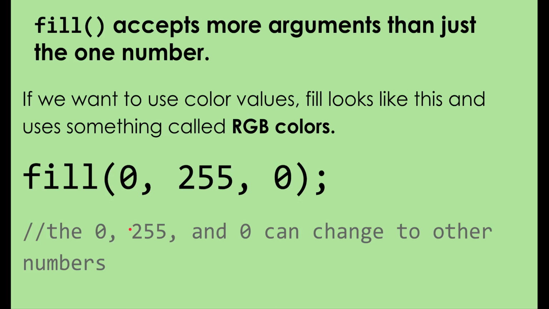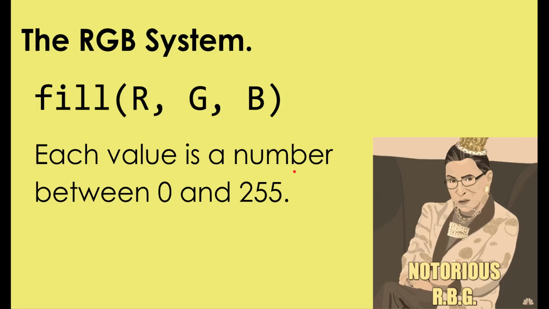What we haven't talked about is that fill accepts more arguments or more values than just one number. If we wanted to use color values, fill looks like this and uses something called RGB. So you'll see that there's a 0, a 255, and a 0, and they can change to other numbers. Fill is R for red, G for green, and B for blue. And each number is between 0 and 255.